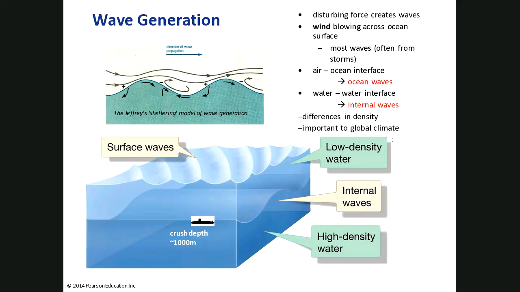If we've got an air-ocean interface, we get these ocean waves, and we also have these internal waves that occur down at depth. Jeffreys' sheltering model of wave generation. What that's trying to show you is the physics of what causes a wave to move in this direction in the area of propagation. So again, this is the wind blowing over the top. And what the Jeffreys' sheltering model says is the pressure on the wave from the wind is greatest on the backside of the wave, where the wind is hitting it, obviously. And the pressure is least on the leeward side of the wave, where the wave is on the other side.